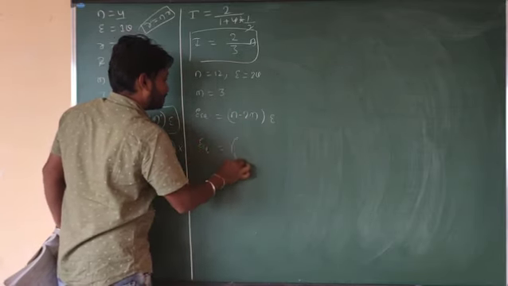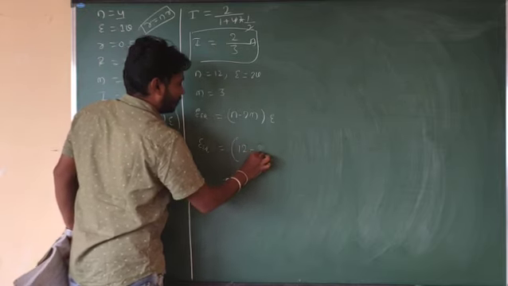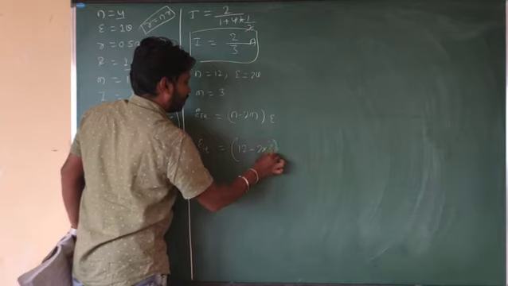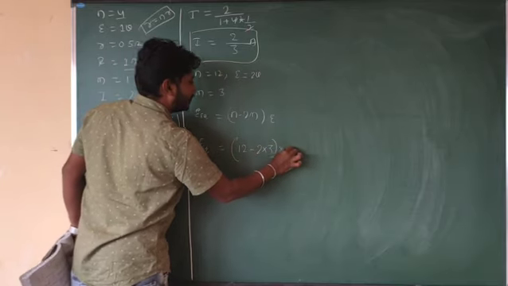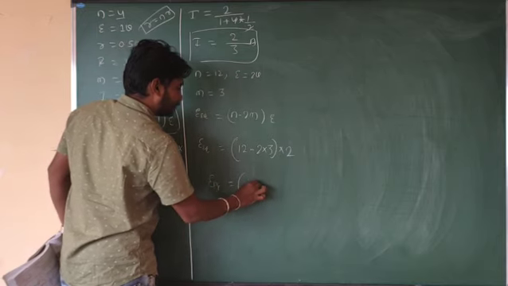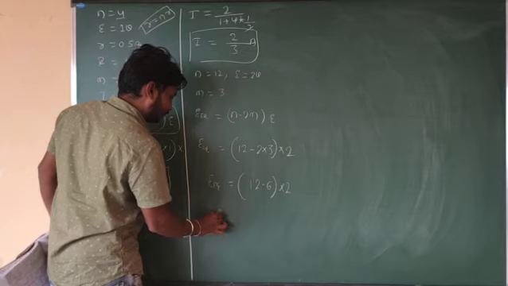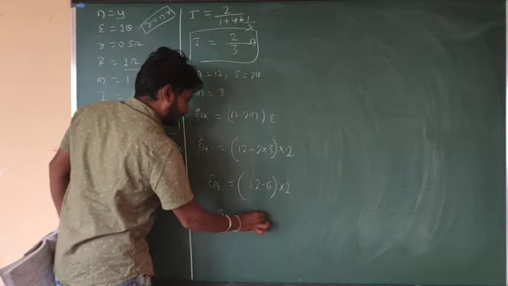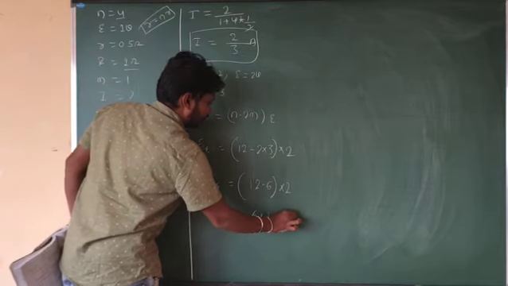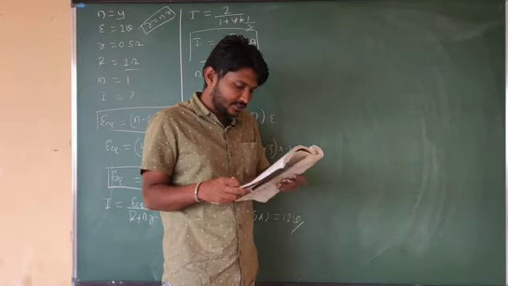In the wrongly connected cells, the number of cells is 12. Out of 12, 3 cells were wrongly connected, each cell having an EMF of 2 volt. Then the equivalent EMF is 12 minus 6 into 2, so that is 12 volt. What is the equivalent EMF here? The equivalent EMF is 12 volt.